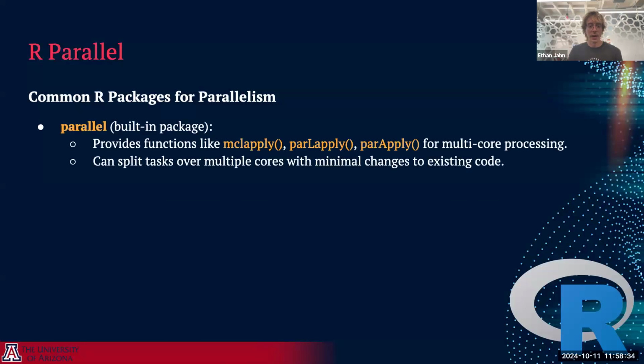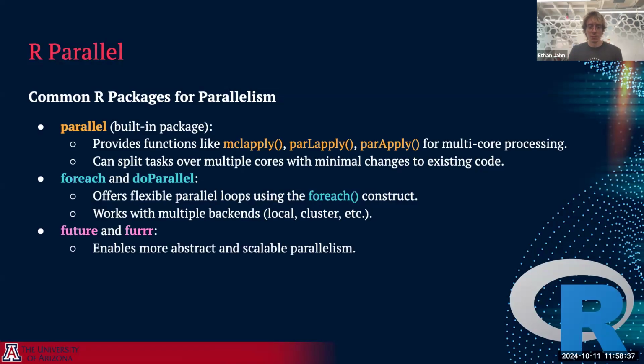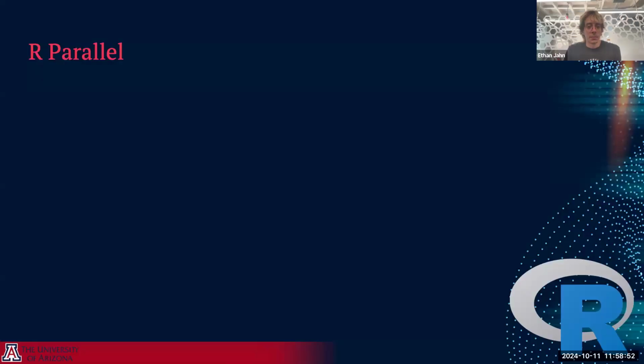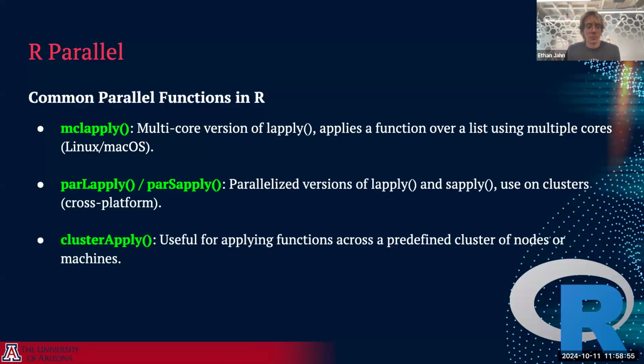So there are a handful of different packages for R parallelism. We won't, of course, get into the details, but these do exist. So R parallel, a built-in package, is most commonly used. There are also things like foreach and doParallel that offer flexible parallel loops. So here are some functions that are implemented in R. These, as you can tell, are very different than the functions that are available in Python. So whichever language you're using, you'll need to understand what these parallel implementations are actually doing.